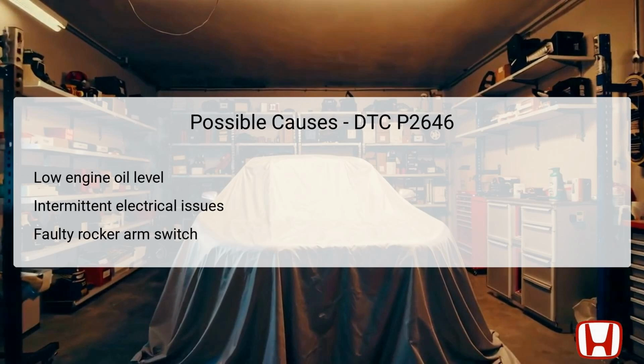Secondly, intermittent electrical issues such as poor connections or damaged wiring can lead to erratic signal transmission to the ECM. This could present as a circuit low voltage condition. Additionally, a faulty rocker arm oil pressure switch itself may render incorrect readings, prompting this DTC. Therefore, each of these areas must be thoroughly assessed to diagnose the root cause accurately and effectively.